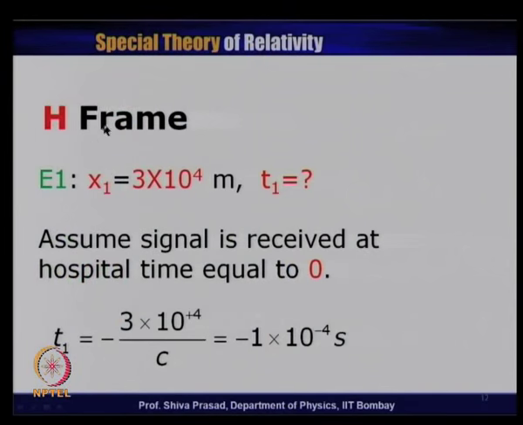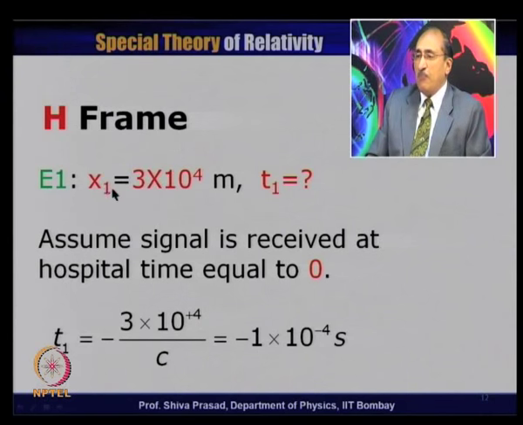Similarly, once I have received the light signal, in my watch time t equals 0, but I also realize that this light would have taken a finite amount of time to come from 30 kilometers. So this event must have occurred earlier, and I have to take this factor into consideration. As I have written on this transparency, in the H frame, event number 1 occurred at 30 kilometers, which in SI units is 3 into 10 to the power 4 meters. So the x coordinate of event 1 is 3 into 10 to the power 4 meters.